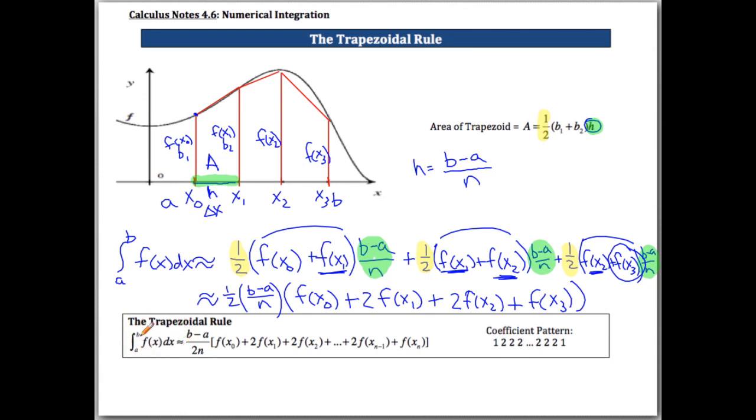Okay, so the definite integral from a to b of f of x dx can be approximated by exactly what we got here: b minus a over 2n, or 1/2 times the width of that rectangle, and then times, on the inside, f of x sub 0, notice there's only one of them, plus 2 f of x sub 1 plus 2 f of x sub 2, and this goes on and on, plus 2 f of x sub n minus 1, the second to last interval, and then plus only 1 f of x sub n, which is our last interval. Notice the coefficient pattern here goes 1, 2, 2, 2, 2, 2, and then it ends with 1, and we can see how that worked in our smaller example. So this will give you an approximation of the area under the curve, or the definite integral of a function.